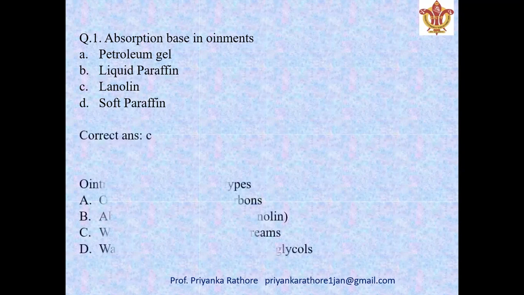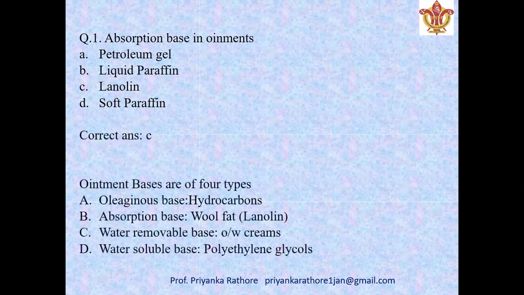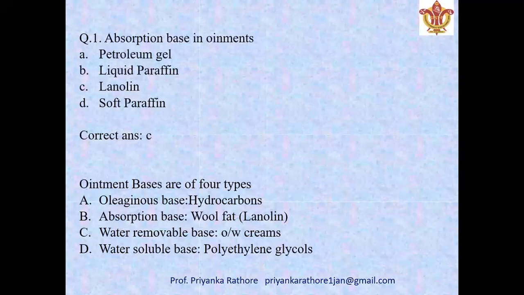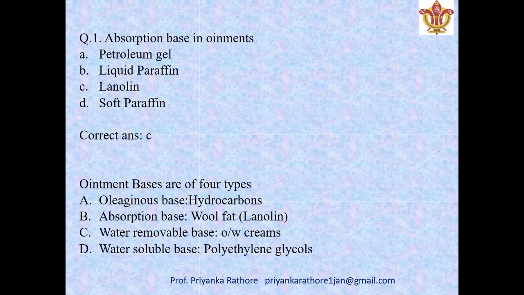As you can see, ointment bases are generally of four types: oleaginous base, absorption base, water removable base, water soluble base. जो basically oleaginous base होते हैं, they generally contain the hydrocarbons. As you can see in the options, petroleum gel, soft paraffin, these are the hydrocarbons. So these are the examples of oleaginous base. Absorption base में basically आपका वूल फैट आता है जिसे हम lanolin भी बोलते हैं. So the right answer is lanolin.